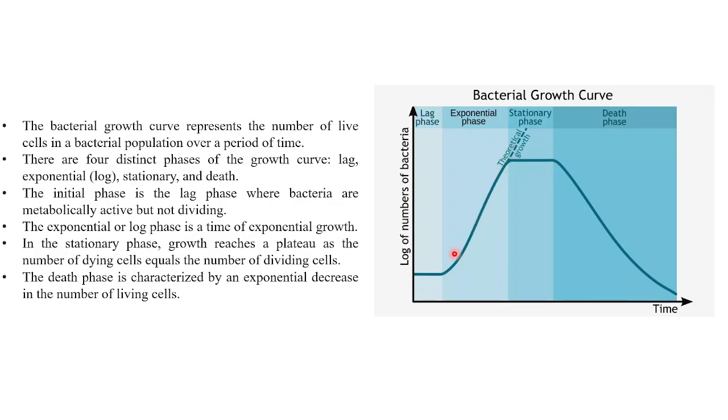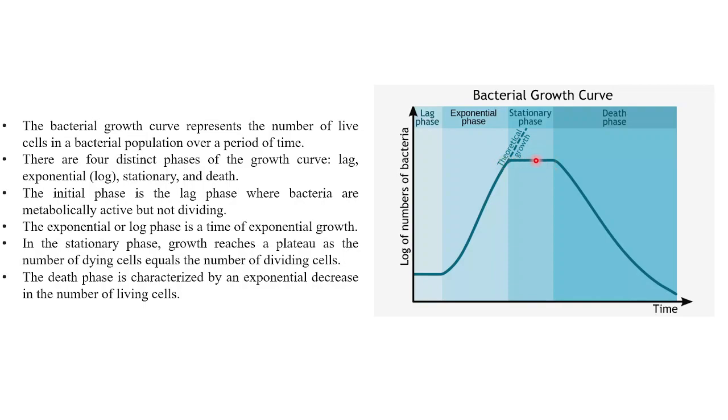For example, if you're talking in terms of E. coli, it takes 20 minutes to divide. Once it has crossed the lag phase, every 20 minutes the bacteria are dividing. So that's the exponential phase. Most of the bacterial division will happen over here. Then comes the stationary phase, which is this plateau region. In the stationary phase, growth reaches a plateau because the number of dying cells equals the number of dividing cells.